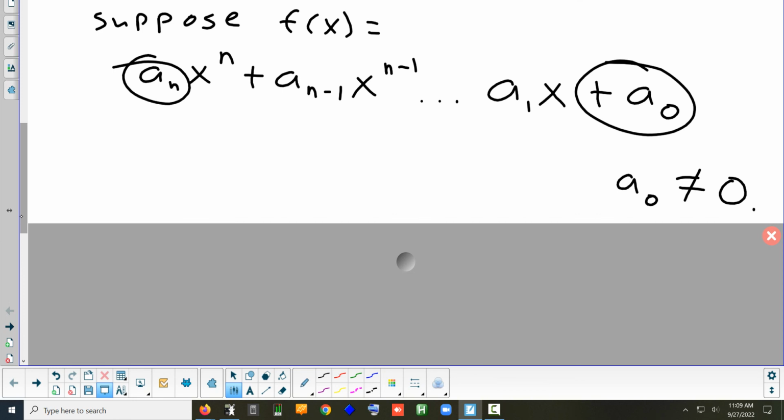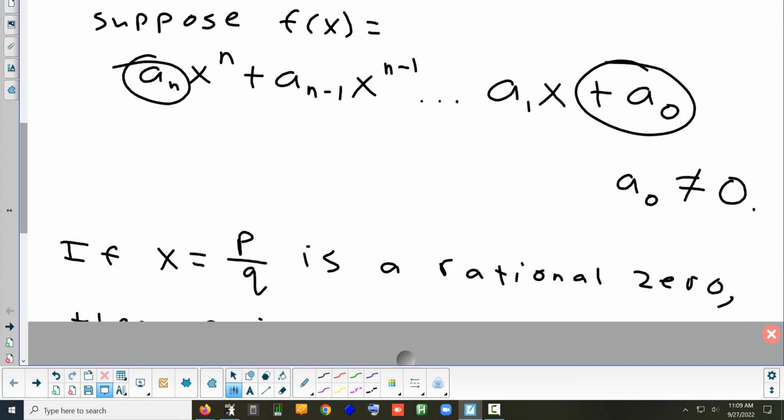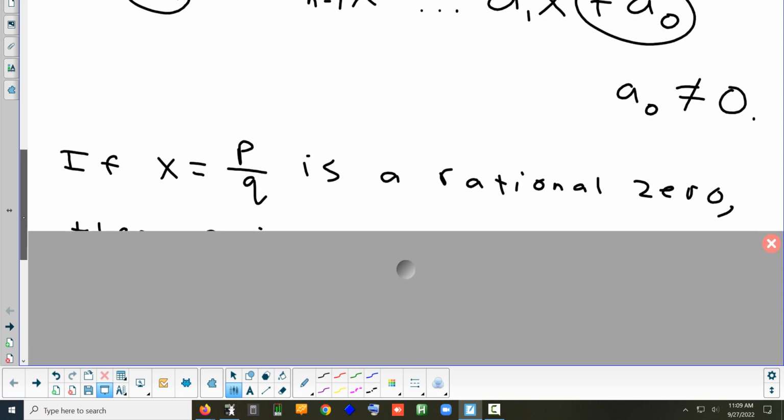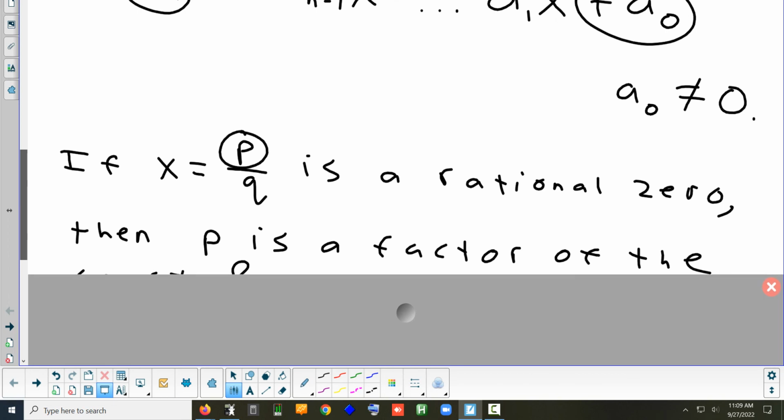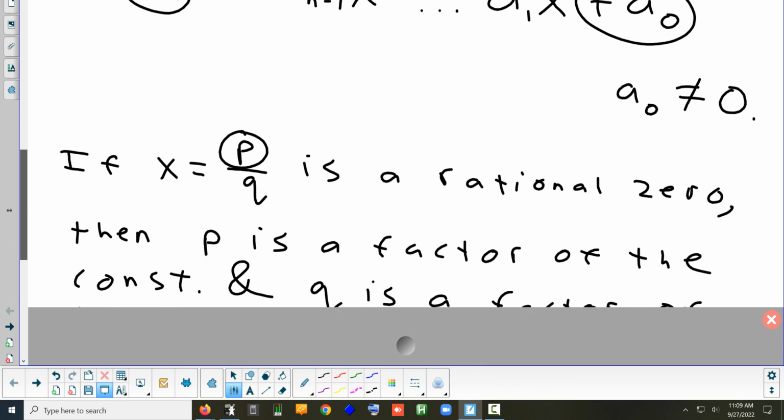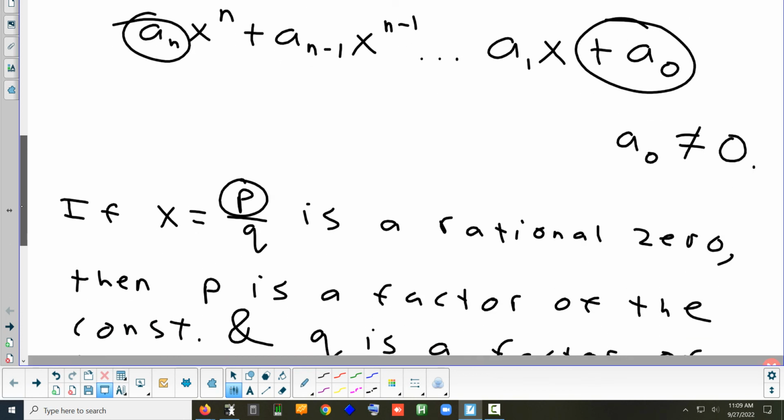So if we have a rational 0, then that means you can write it as a fraction. Let's say the top of the fraction, just because we don't know the fraction, let's use variables. The top of the fraction will be p, the bottom of the fraction will be q. The p represents the numerator to your answer, q will represent the denominator. So if you can find a fraction that is a rational 0, then the number that's in the top has to be a factor of the constant.